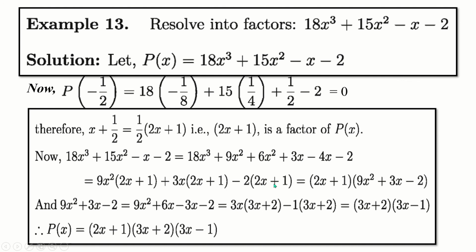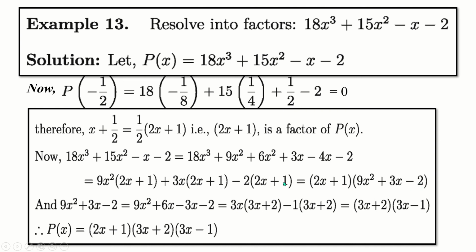Okay, as here is 2x plus 1, but here is minus x, and here is plus 3x, so we have to take minus 4x. As a result, plus 3x minus 4x equals minus x. So for matching this, we have to take minus 2. As a result, minus 2 into 2x equals minus 4x, and minus 2. This equals 2x plus 1 into 9x square plus 3x minus 2.